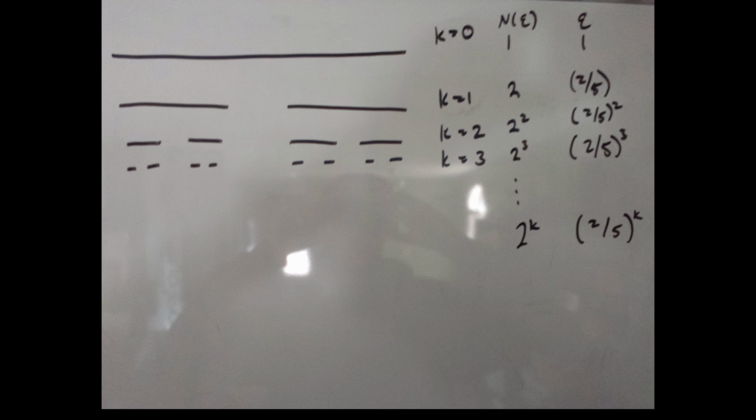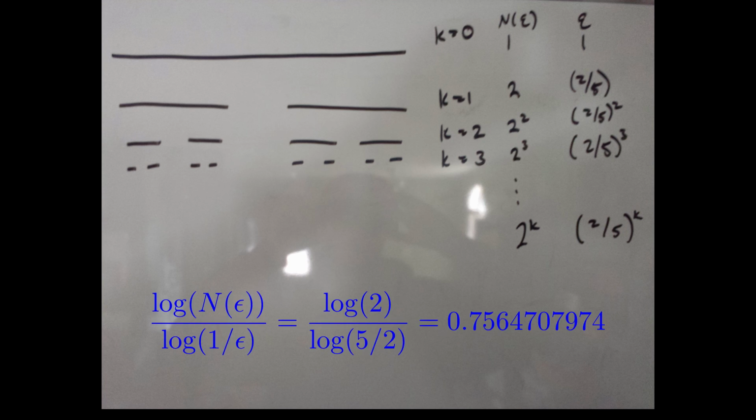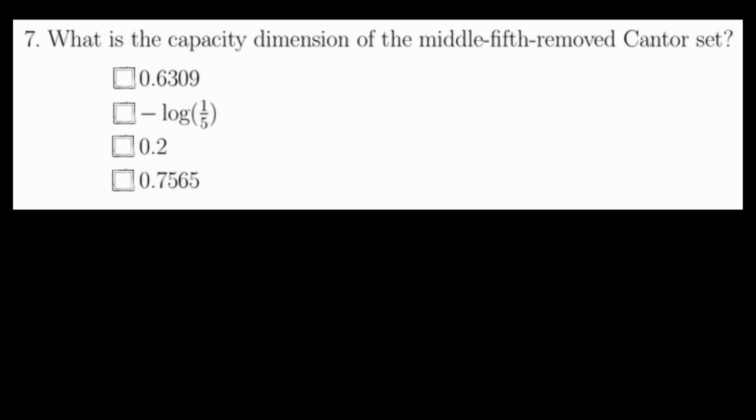If we then plug this into the capacity dimension calculation, using the same limit trick as was used in lecture, you get log of 2 over log of 5/2, which equals 0.7565, and that is the capacity dimension of the middle fifth removed Cantor set. And as you just saw, the capacity dimension of the middle fifth removed Cantor set is 0.7565.